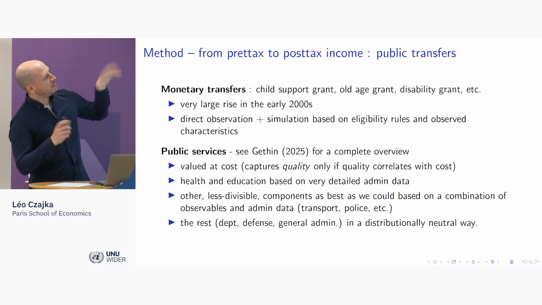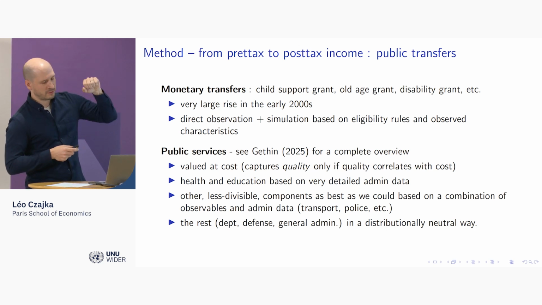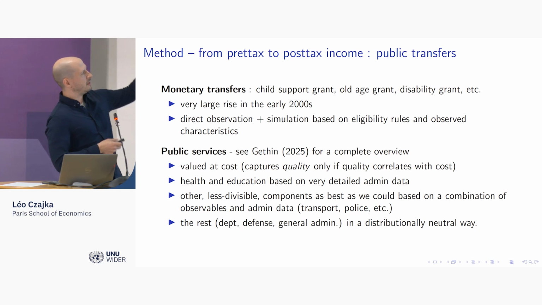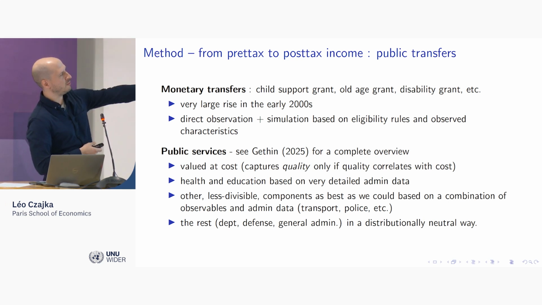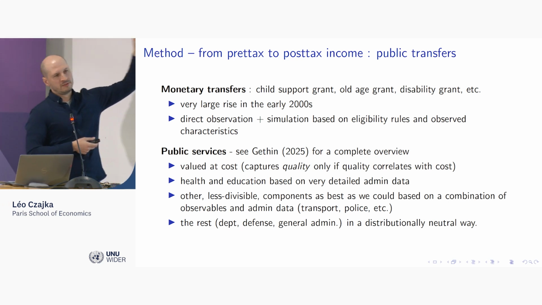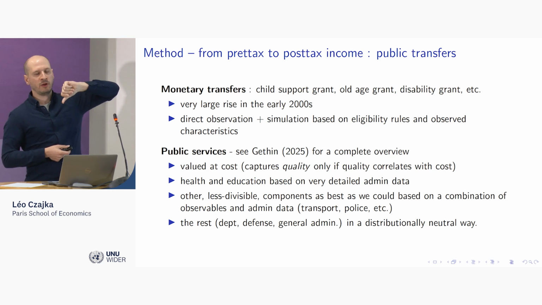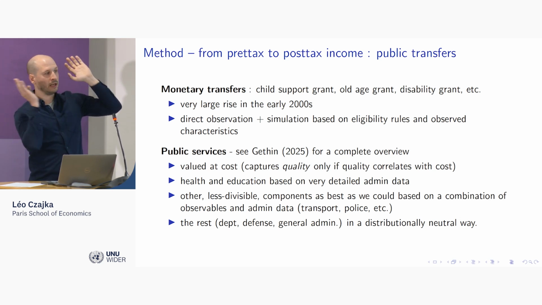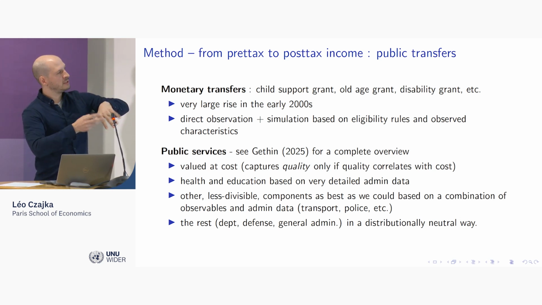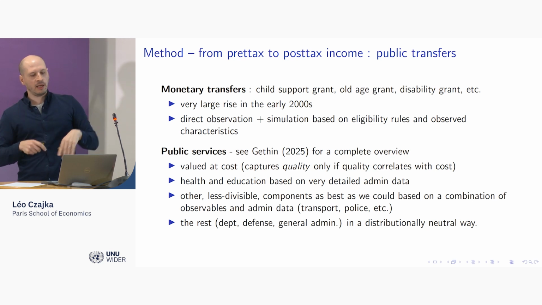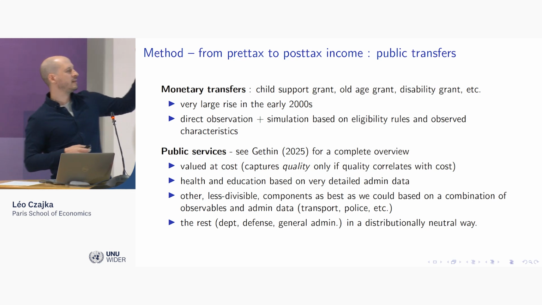And last, we go from post-tax to post-public transfers; we also include public transfers. Here I'll be very quick, unfortunately for the sake of time, and show you the results. All monetary transfers, a little bit like the personal income tax, we also allocate based on eligibility, on observed characteristics, and all the rules. And public services here are valued at cost.